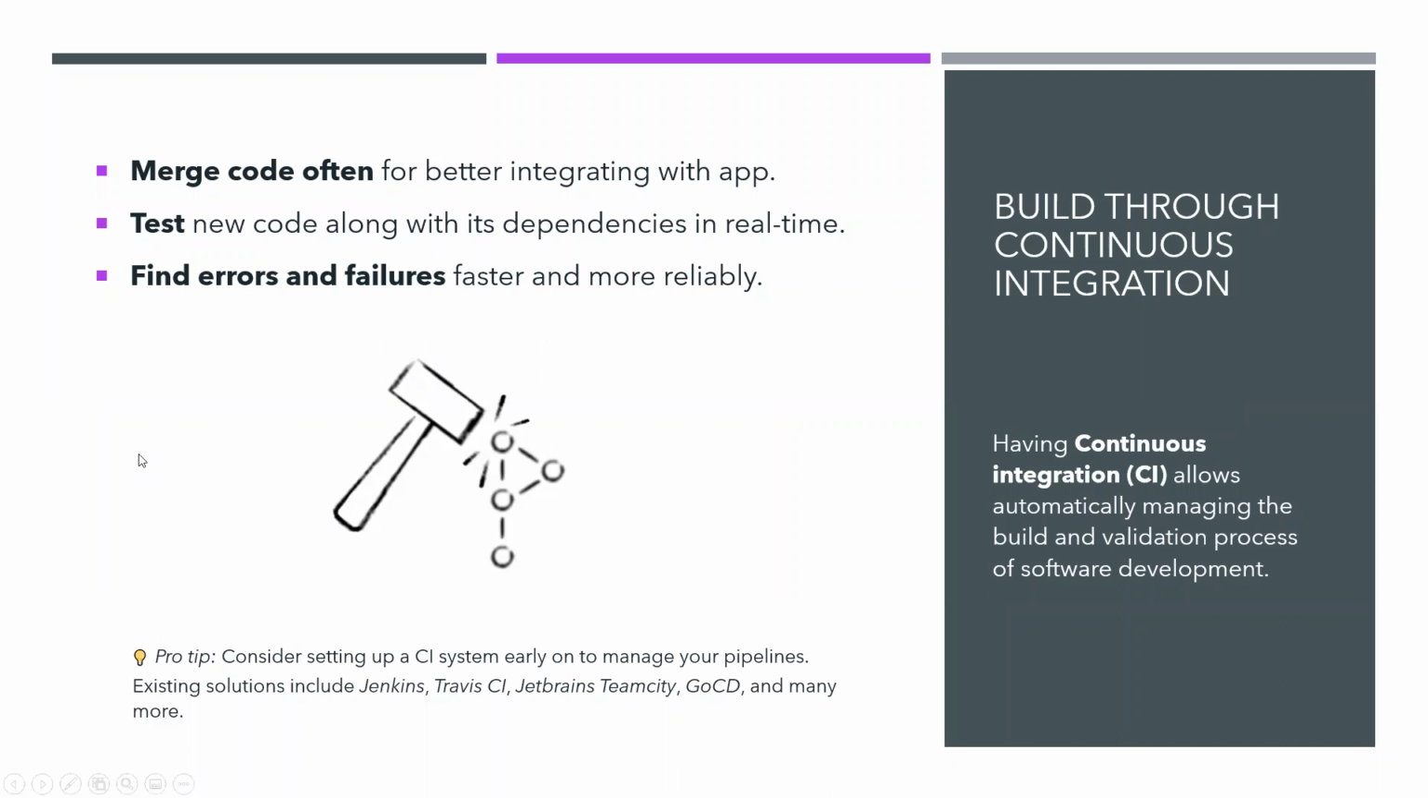So continuous integration system has three main chores. First off, it allows you to merge code often. It allows you to test everything that is services with dependencies in near real time. And it allows you to find errors and failures faster and more reliably. Since everything is automated, it takes care of the heavy lifting for you and just hands you a nifty report of whether everything went well or not. And if not, what was the error so you can actually track it down and fix it.